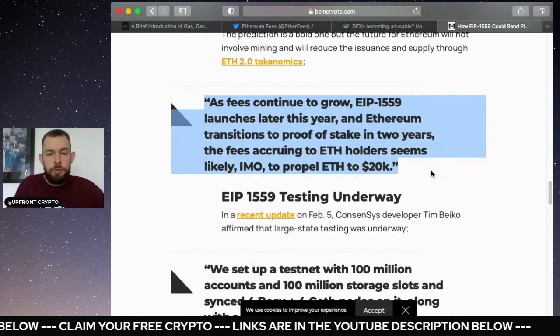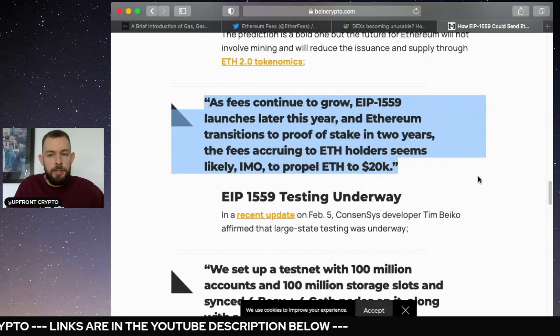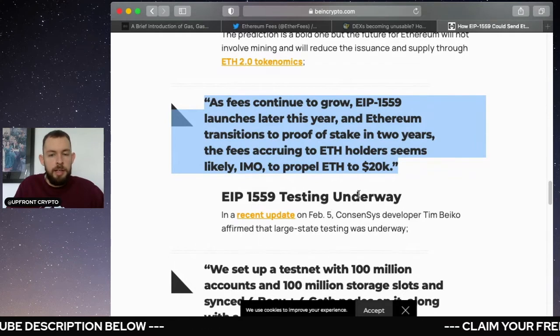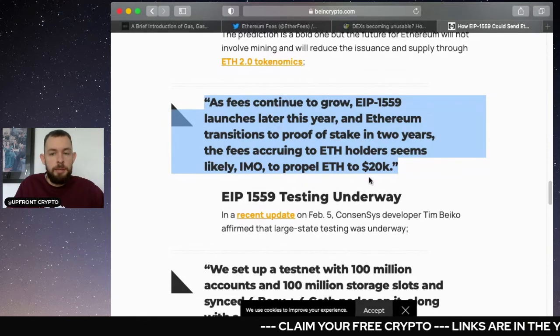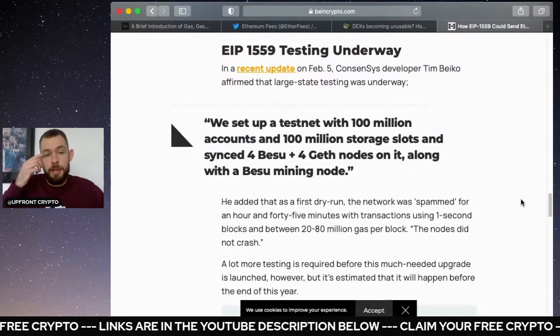As fees continue to grow, and when it launches later this year and Ethereum transitions to proof of stake in 2 years, the fees accruing to ETH holders seems likely, in his opinion, to propel ETH to 20k. Hopefully that will get the fees down in the future.